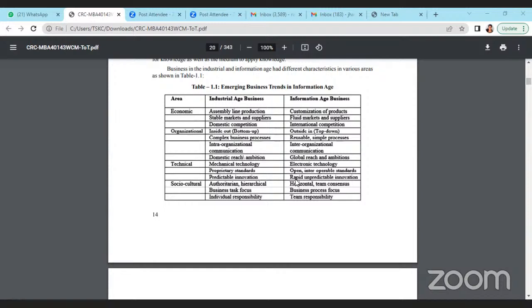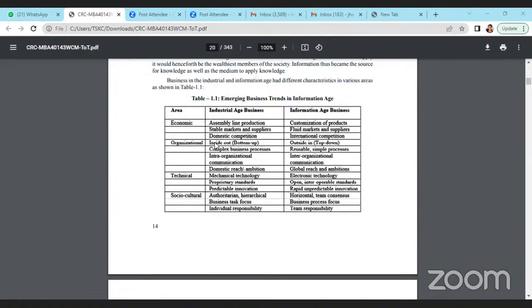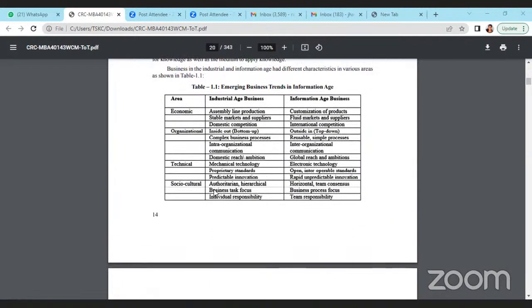There is no hardened rule, and there is rapid unpredictable innovation, because we are now in such an era that entrepreneurship, innovation and startups are booming in such a way that it is changing every day. New innovation is coming up. So we are in the information age business, where we have rapid unpredictable innovation.